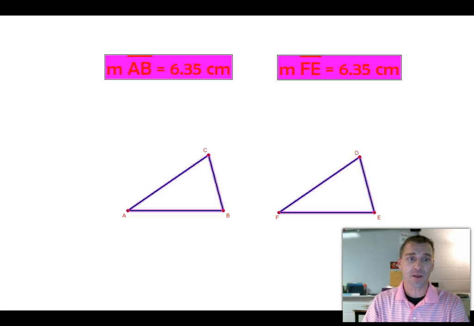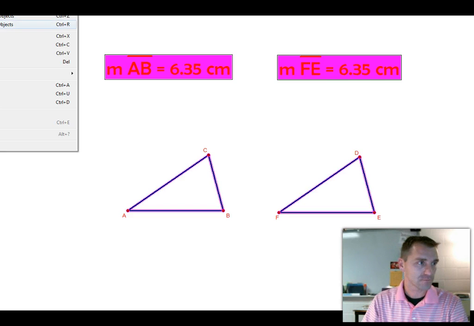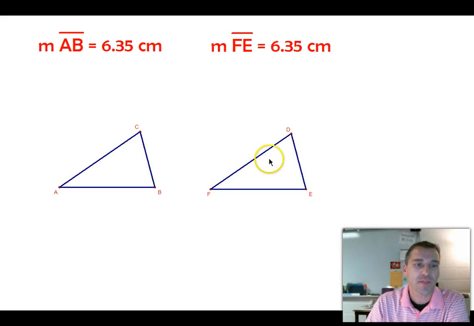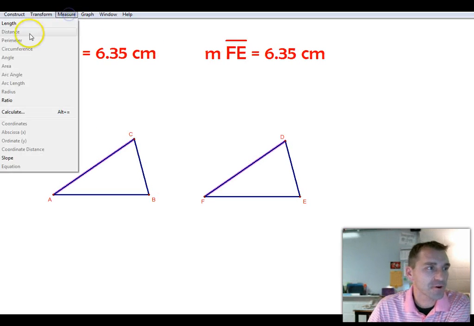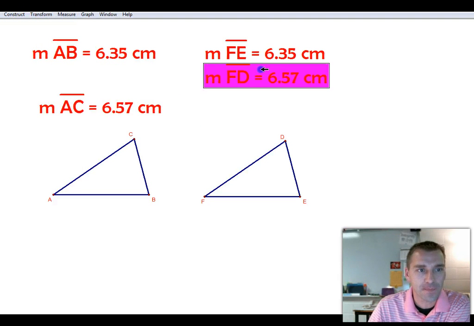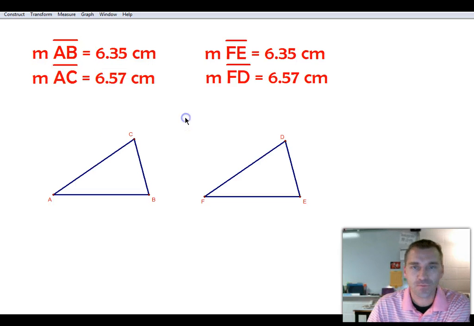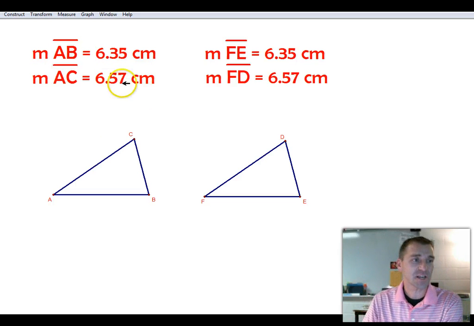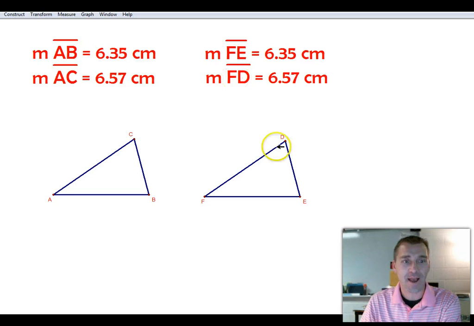So let's go back to this. Let's say this. Let me measure this side. I'll take this side and measure them, and let's see if they're congruent. They should be. So there's my length. Let me switch these around. So AC, there you go. AC is 6.57, whatever. And FD is the same.